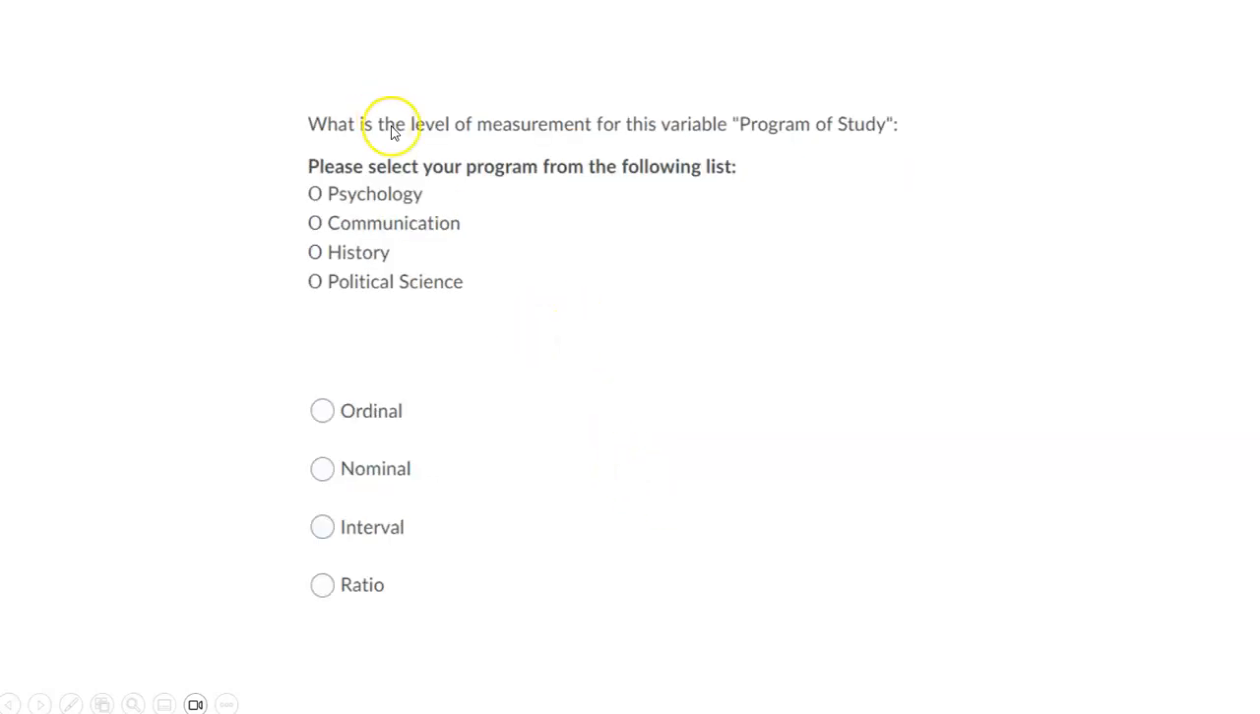And then this kind of variable, like psychology, communication, history, political science. So what is the type of variable? That is the nominal variable, because each category is impossible to compare. They are mutually exclusive, and you cannot make an average. Each category has its own value. So that is nominal.